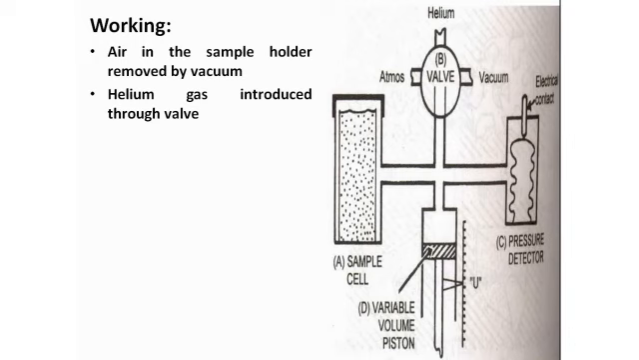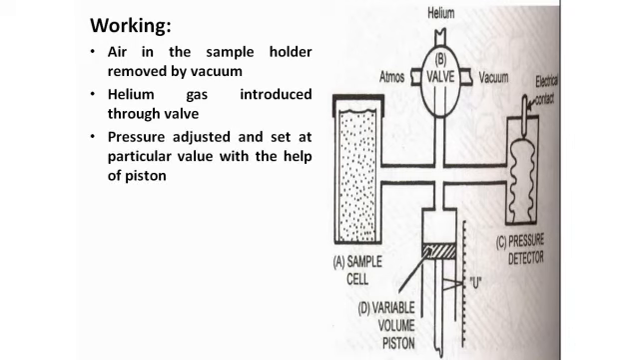It will come here, right? So the next one, the pressure is adjusted. Now the pressure will be adjusted and set to a particular value with the help of the piston. Suppose if we press the piston, the pressure will get a particular value.